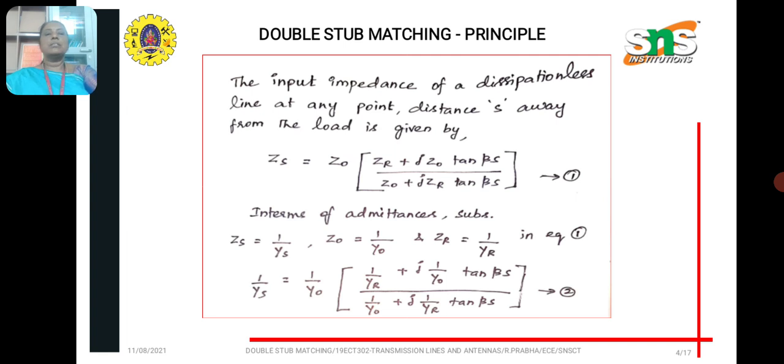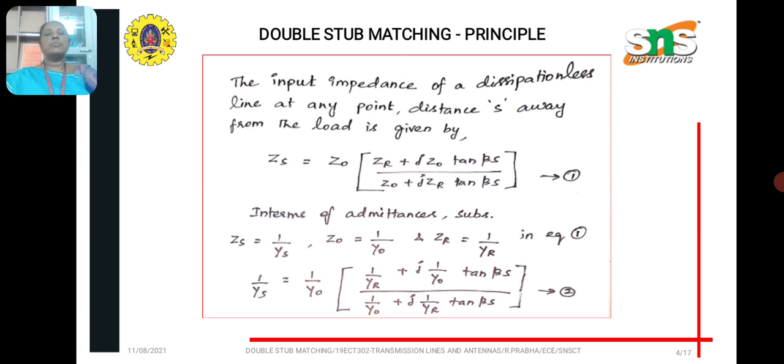The input impedance for a lossless line at any point distance S away from the load, we know the formula: Zs equals Z0 times (Zr plus jZ0 tan βS) divided by (Z0 plus jZr tan βS). Now we change all the impedance values into admittances because we are making a parallel connection of the stub, and it is very easy to deal with admittance. So Zs is replaced by 1/Ys, Z0 by 1/Y0, and Zr by 1/Yr.